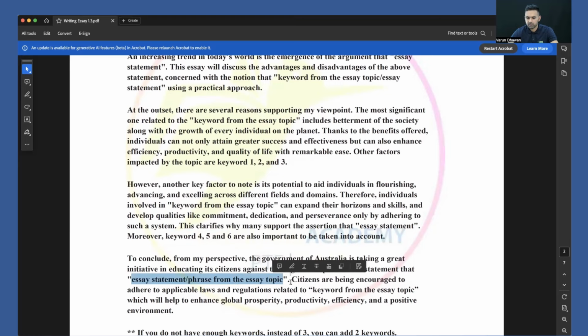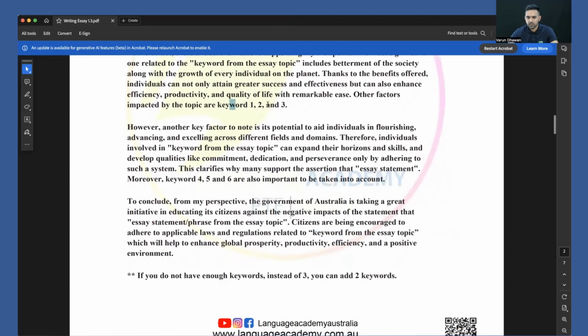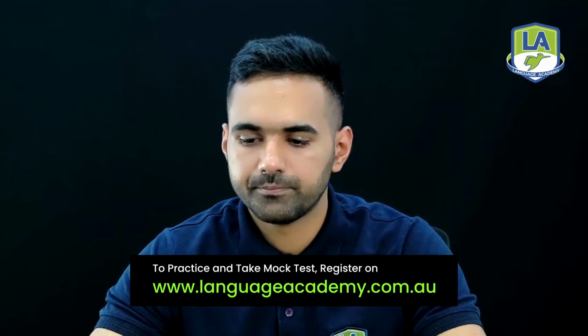Citizens are being encouraged to adhere to applicable laws and regulations related to main keywords over here, which will help to enhance global prosperity, productivity, efficiency, and a positive environment. If you don't have three keywords over here, or if you're exceeding the word limit, instead of three, you can just write two keywords. So keyword 1, comma, and keyword 2. Remember this thing. Let me give you an example of how you have to actually attempt this.